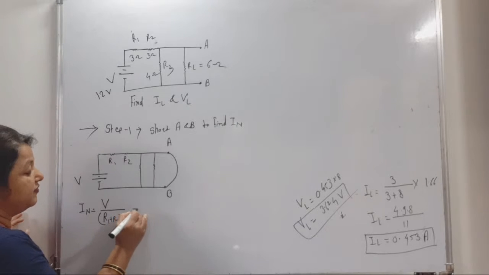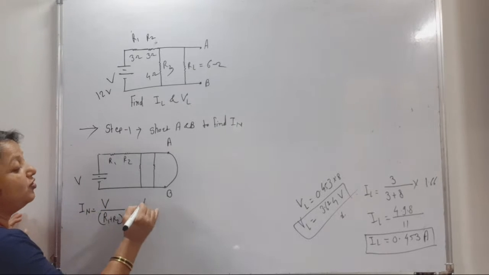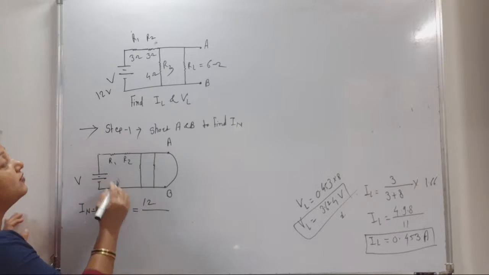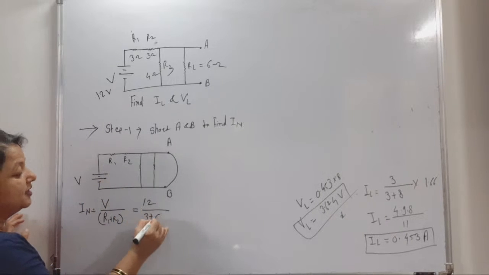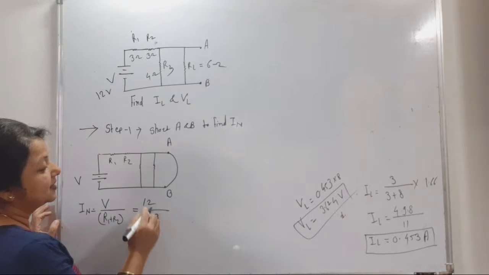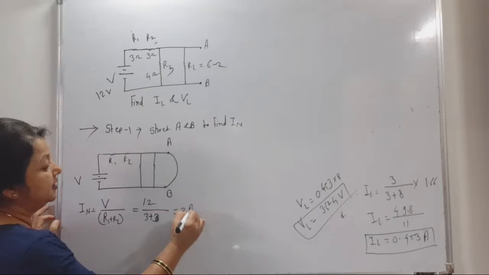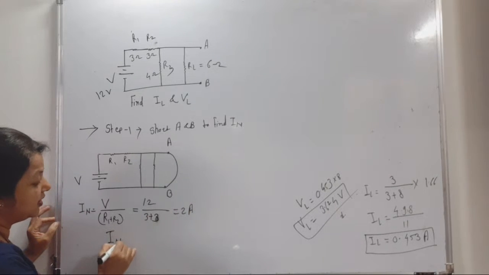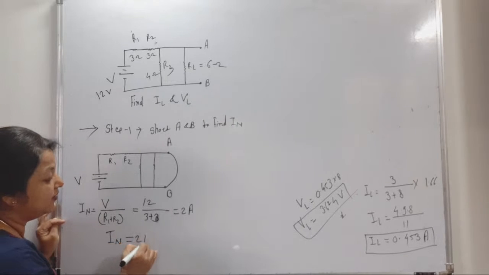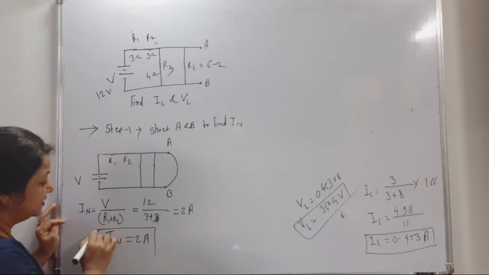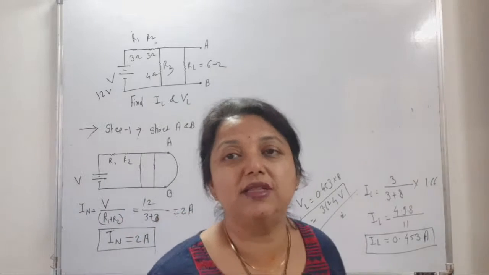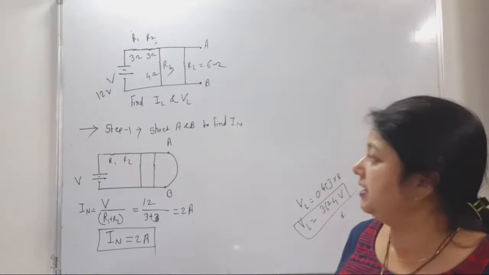Now, how do you simplify for IN? What is the value of V? 12 volt. R1 and R2: 3 plus 3, which is equal to 6. So 12 upon 6 means 2 ampere. Therefore, in the first step, we calculate Norton's equivalent current, which is equal to 2 ampere. Got it, Sanskriti? In the first step, we short the terminals A and B.